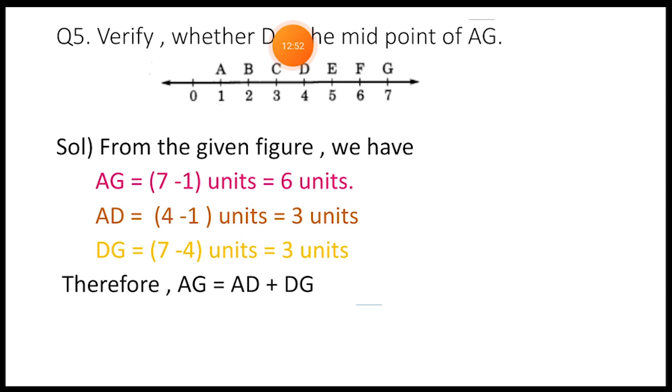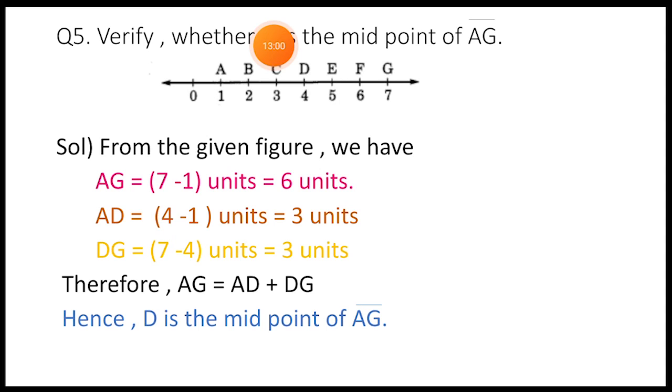You can see when we add A to D with D to G, it comes equal to AG. How? Because 3 units plus 3 units gives 6 units, which is equal to AG. So here we can say that hence D is the midpoint of the line segment AG.